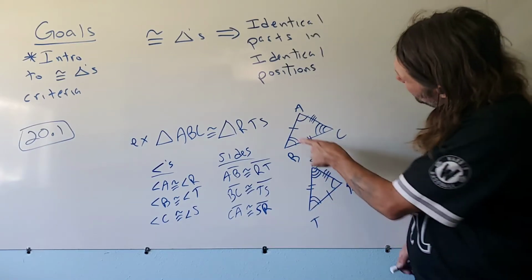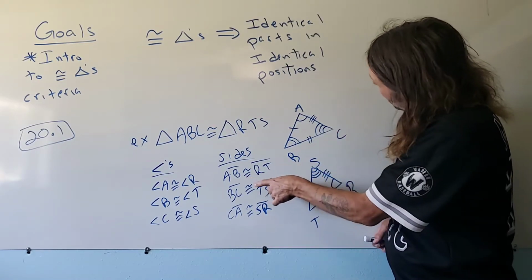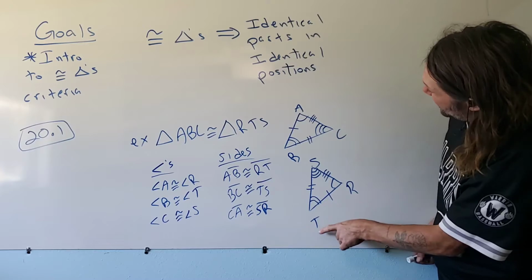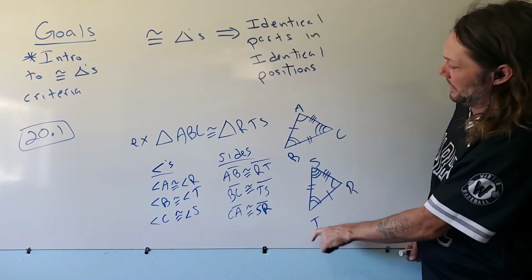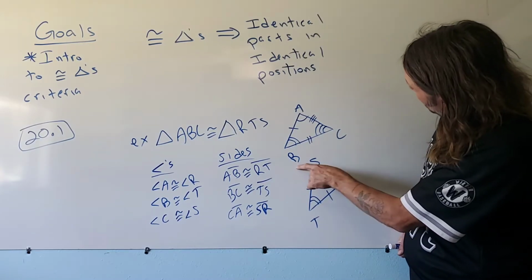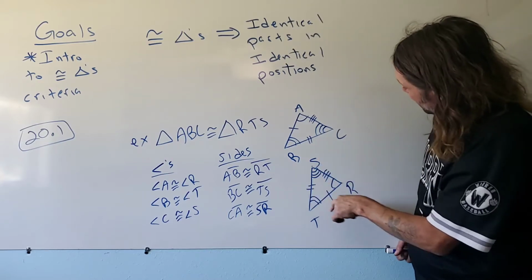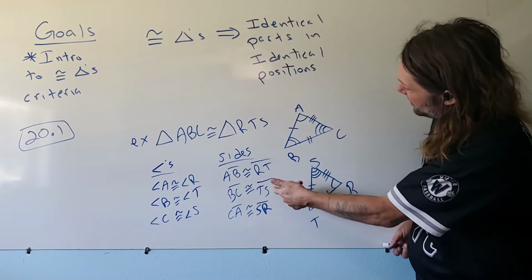For the sides, the 1 congruent mark tells me that side AB is the same as side RT. The side with the 2 marks, which is BC, I know that must be the same as side TS, which it is, and we already knew that.